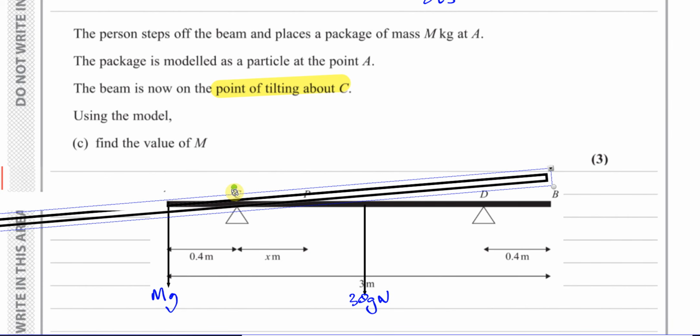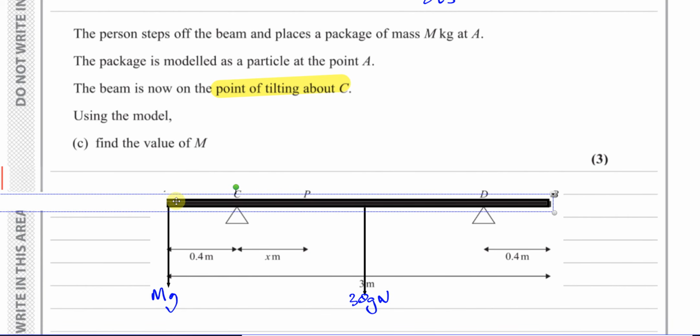And forget that extra part. I've drawn an extra length there. I should have actually done this. No, I shouldn't have done that. No problem. Leave it like that for now.